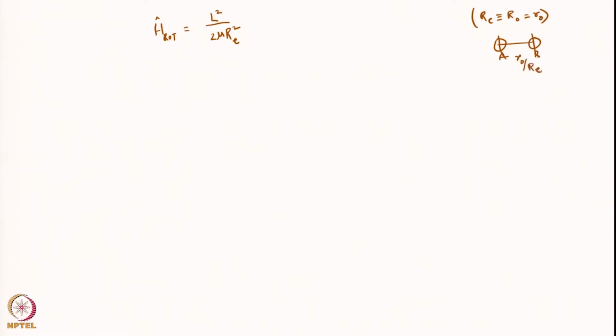And this is rigid, that means it is not changing. So the bond of AB is of fixed length. That is also okay. So this gives you what is known as the rigid rotor approximation.